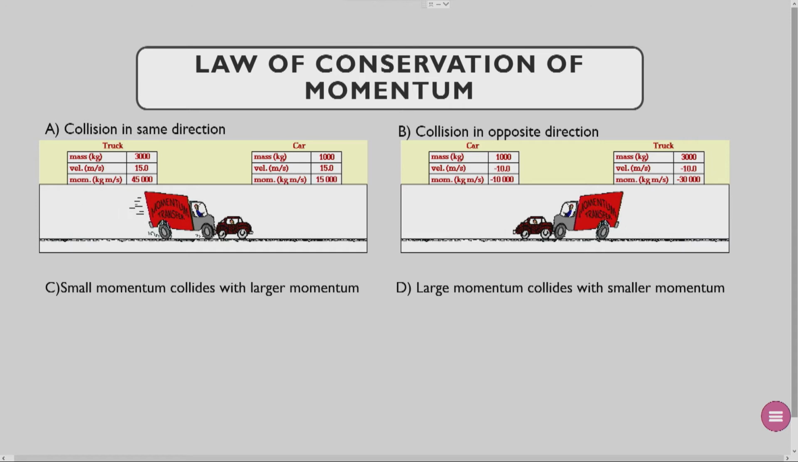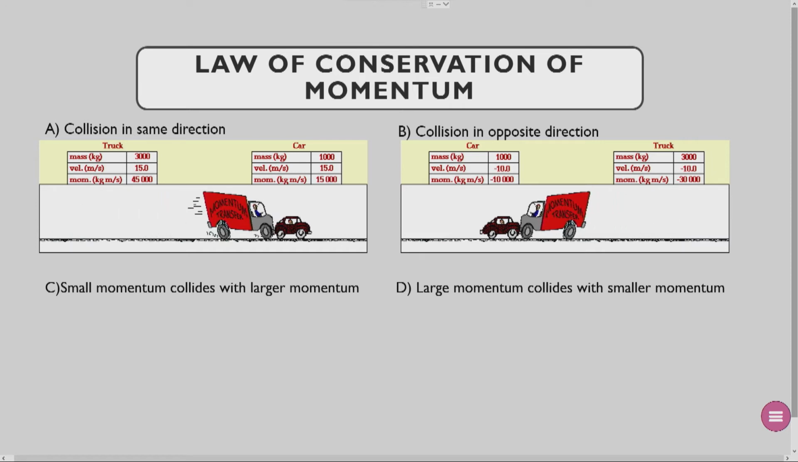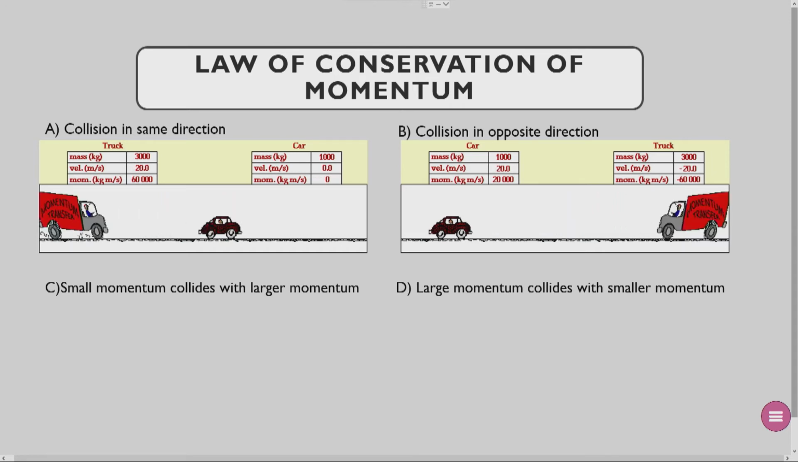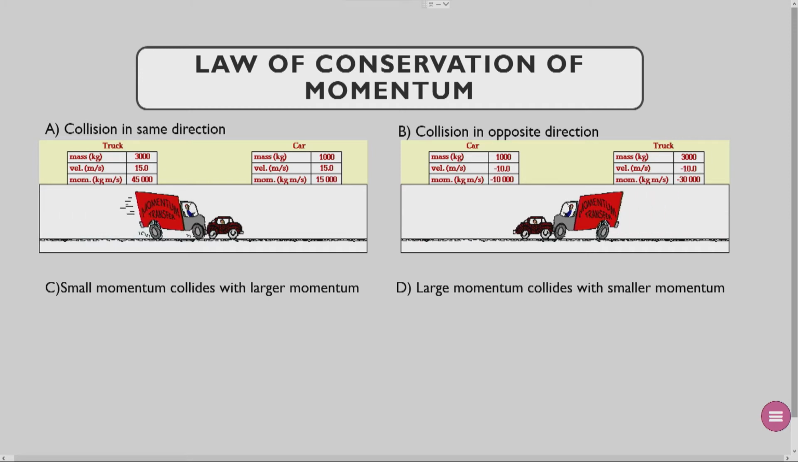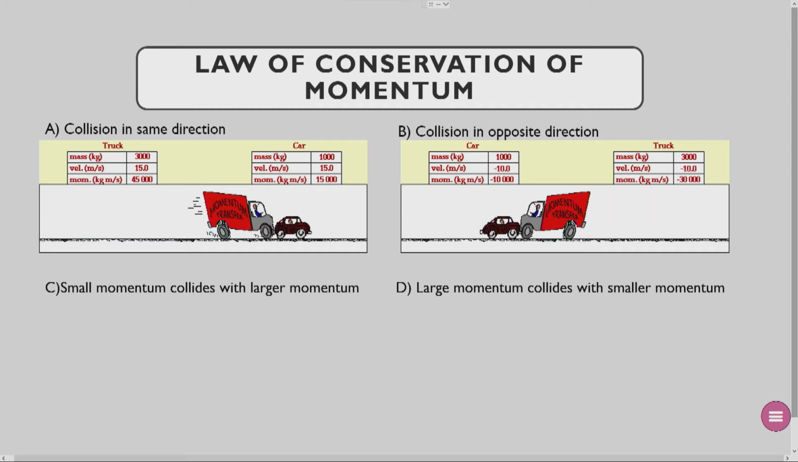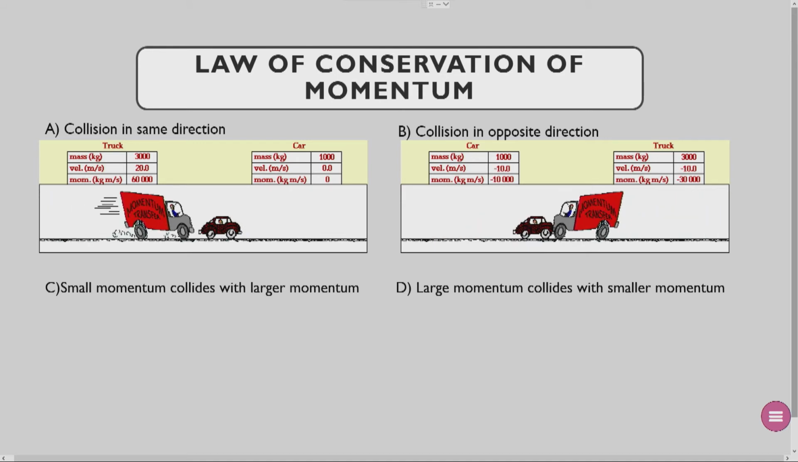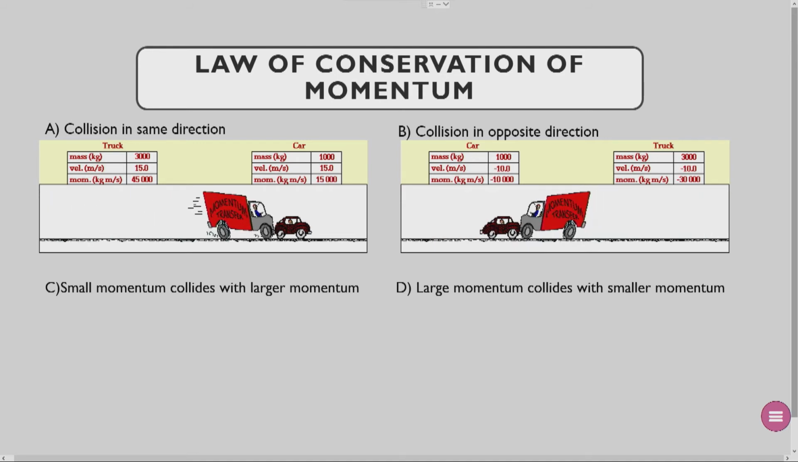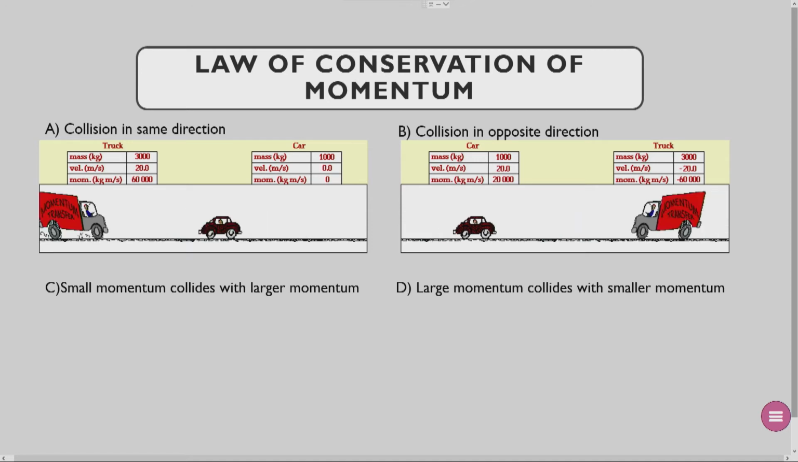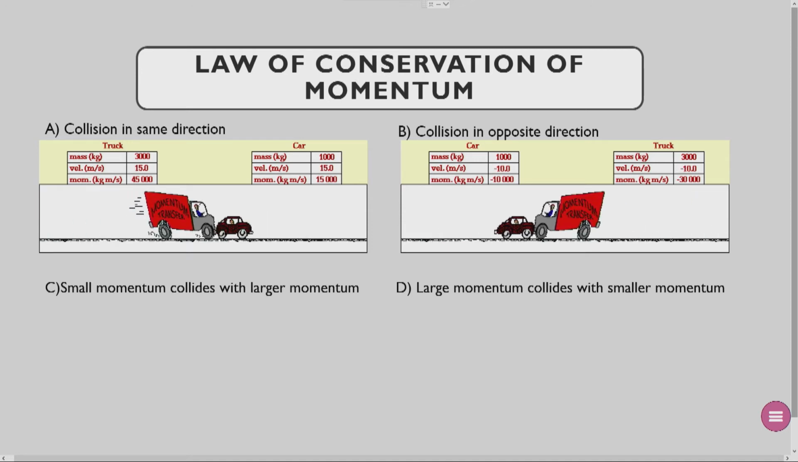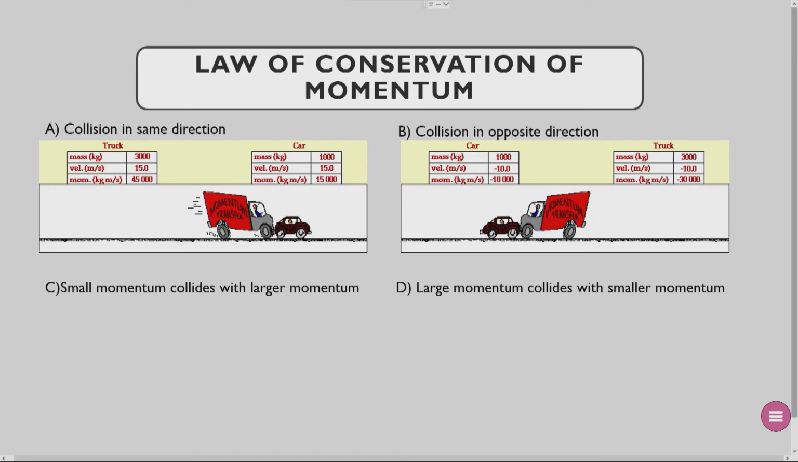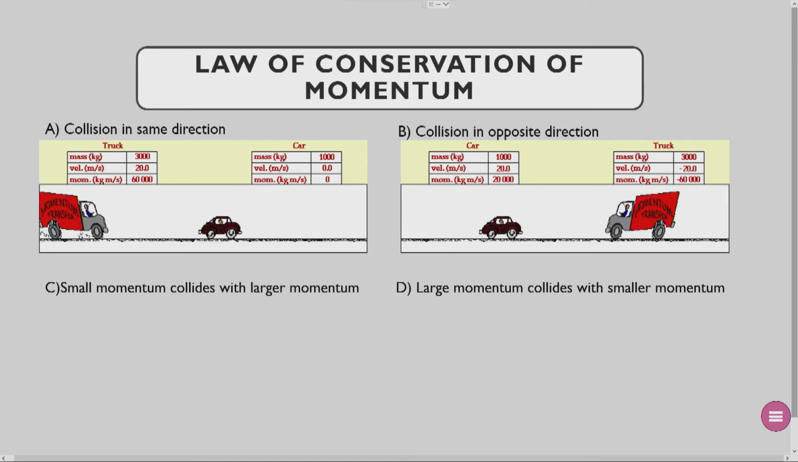And so you may be wondering, why is it that we're speaking about negative? When we begin to look at motion, notice that motion in the rightward direction or in the forward direction is given a positive value, and motion going to the left is given a negative value. Hence, the truck having a negative momentum.